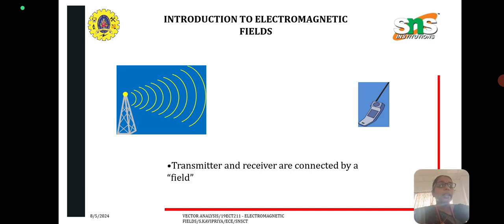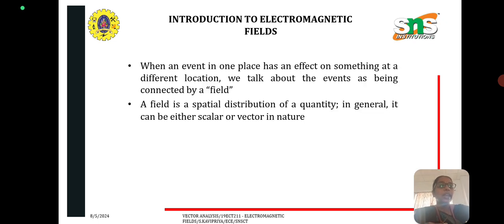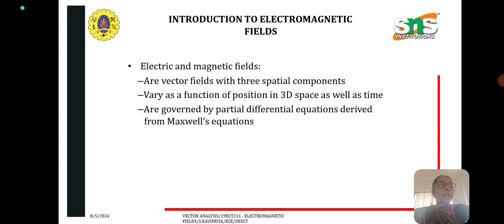In the case of an electromagnetic field, transmitter and receiver are connected by a field. When an event in one place has an effect on something at a different location, we say the events are connected by the field. A field is a spatial distribution of a quantity. In general, it can be either scalar or vector in nature. Electric and magnetic fields are vector fields with three spatial components. They vary as a function of position in three-dimensional space as well as time. They are governed by partial differential equations and are derived from Maxwell's equations.